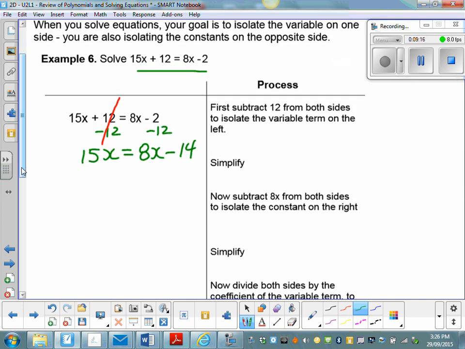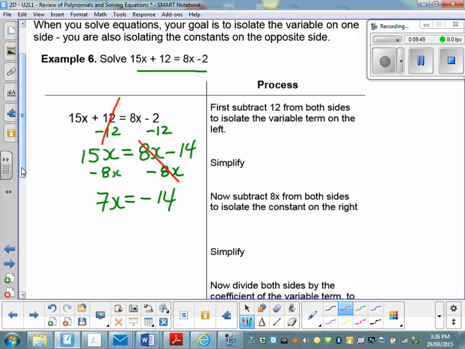Next up, I'm going to get the 8x, and it's going to be moved to the other side. So I have to do the opposite operation. So I'm going to do a minus 8x on that side and a minus 8x on the left side. So 15x minus 8x will give me 7x. And on the other side, 8x minus 8x gets rid of the 8x that we had there. So we have 7x equals minus 14.